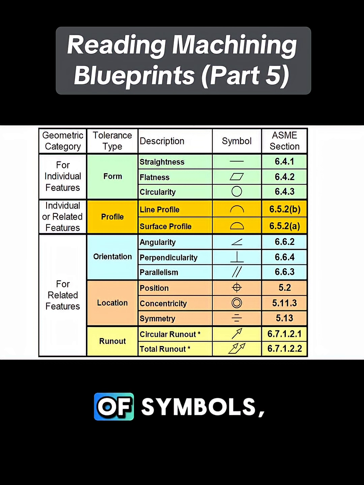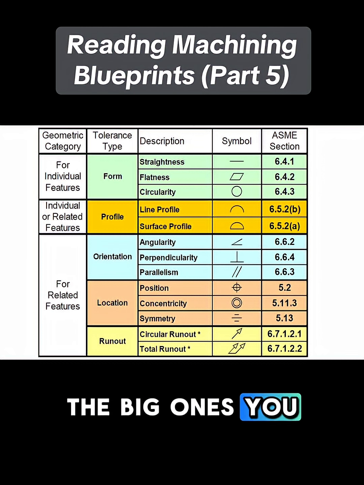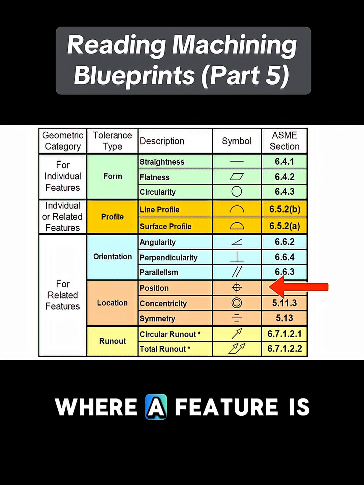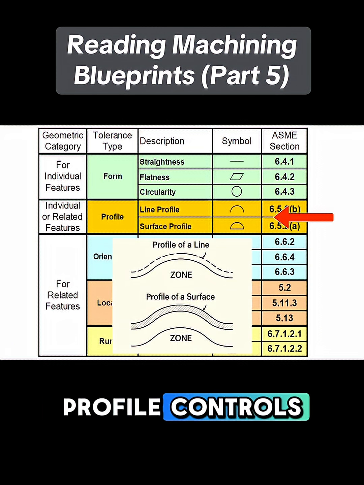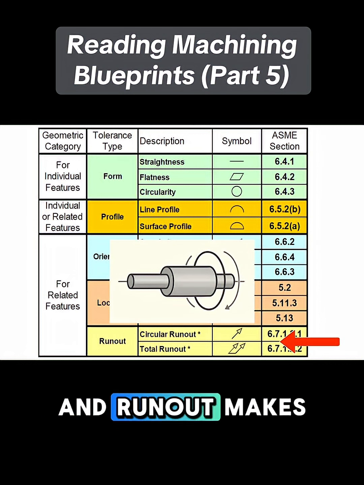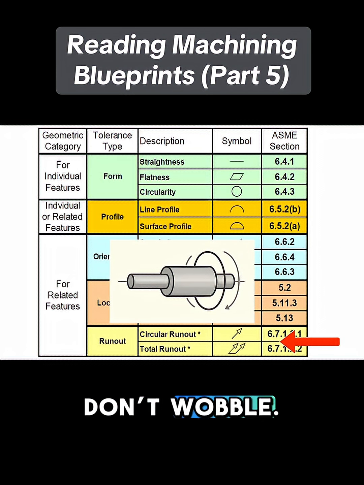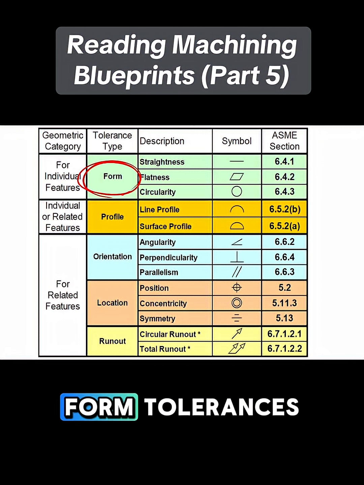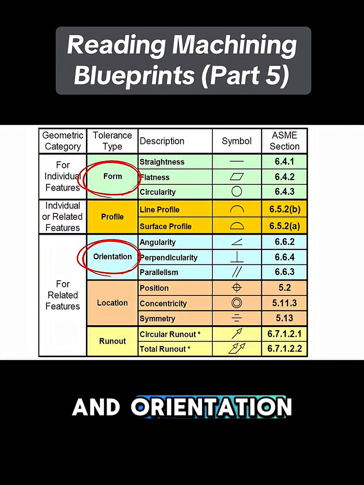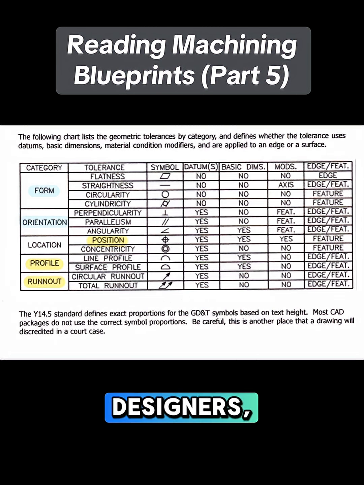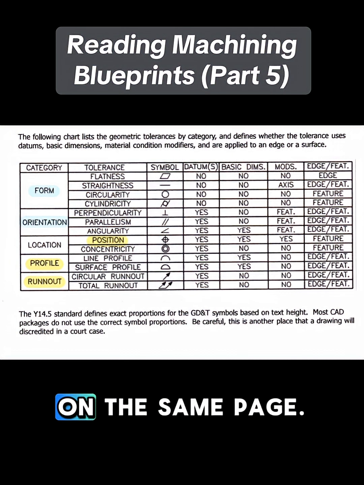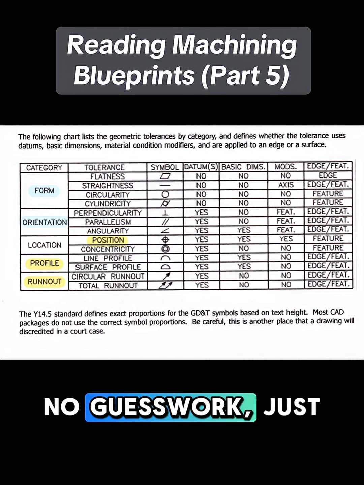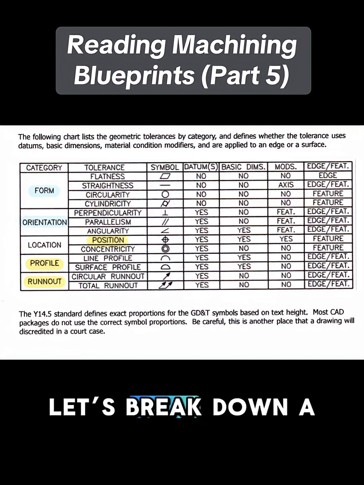There are a lot of symbols, but here are the big ones you should know. Position controls where a feature is located. Profile controls shape and contour. And runout makes sure rotating parts don't wobble. The rest? They fall into two main categories: form tolerances and orientation tolerances. These symbols help designers, machinists, and inspectors all stay on the same page. No guesswork, just clarity.